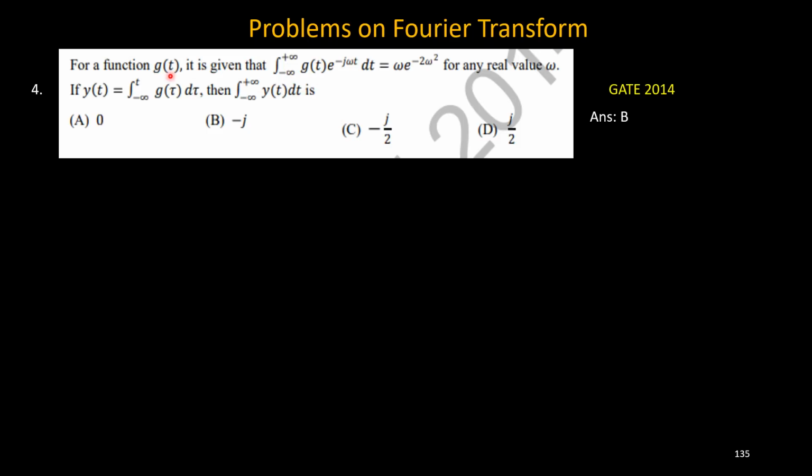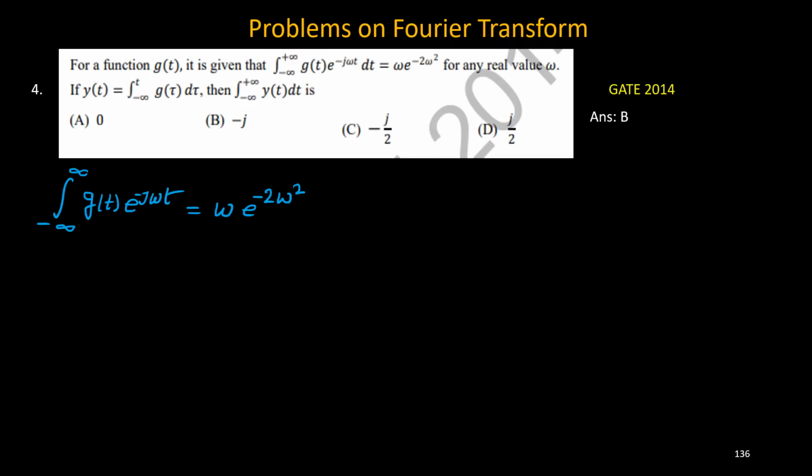This one function g(t), integration from minus infinity to plus infinity of g(t) e to the power minus j omega t dt, equals omega e to the power minus 2 omega squared. This is for real valued omega, and if y(t) is the integral from minus infinity to t of g(tau) d tau, then you need to find out the area under y(t). Okay, this is the question. It's a beautiful question. So how to tackle these things?